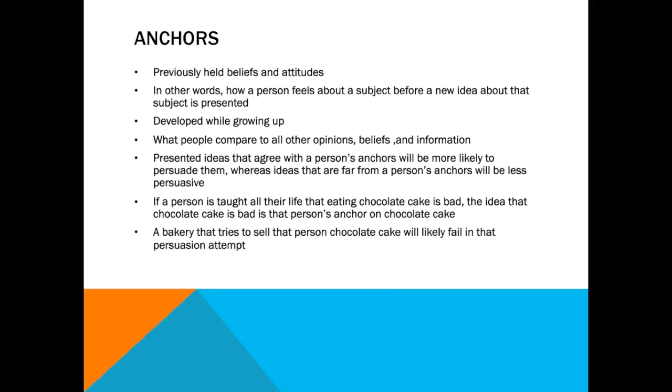Presented ideas that agree with a person's anchors will be more likely to persuade them, whereas ideas that are far from a person's anchors will be less persuasive. For an example, if a person is taught all their life that eating chocolate cake is bad, the idea that chocolate cake is bad is that person's anchor on chocolate cake. And a bakery that tries to sell that person chocolate cake will probably fail in that persuasion attempt because they grew up their whole life with their parents teaching them don't eat chocolate cake. So, the idea of buying chocolate cake is far from that person's anchor. And that's very important. That's pretty much our core beliefs, our core morals, how we look at the world. We base them all off of our anchors.